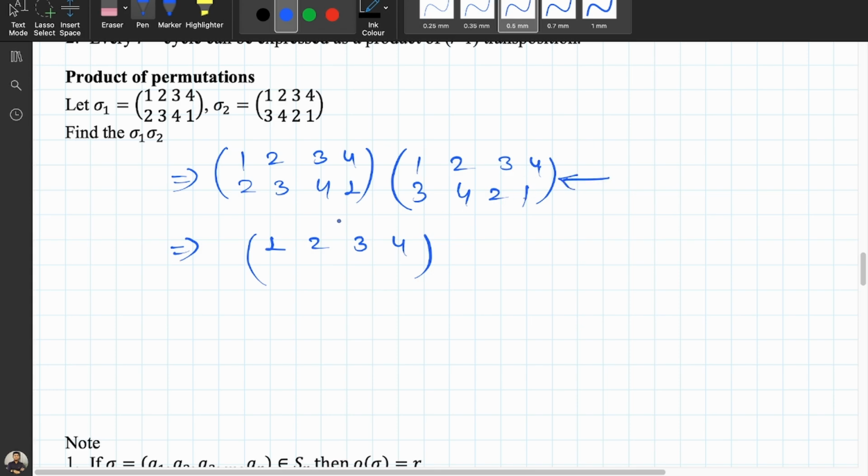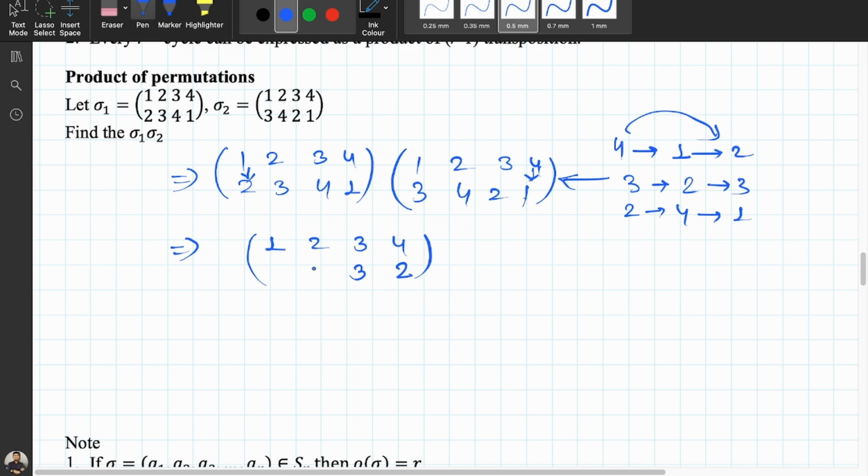4 goes to 1, and here 1 goes to 2. It means 4 goes to 2. That's the simple way. Next, 3 goes to 2, and here 2 goes to 3, so 3 goes to 3. Next, 2 goes to 4, and here 4 goes to 1.